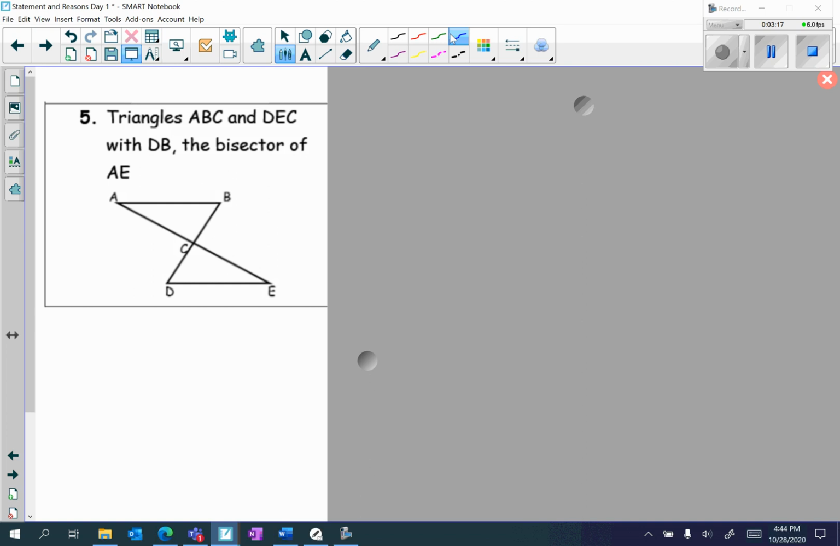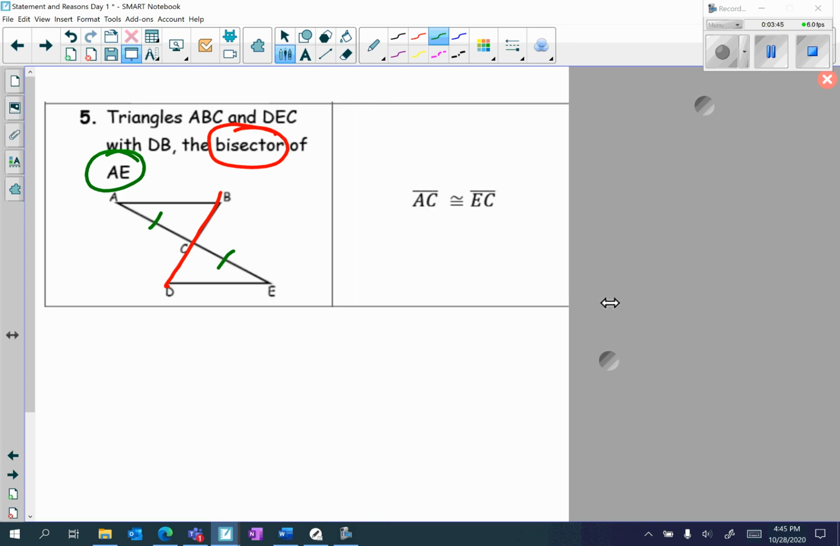Next, we have triangles ABC and DEC with DB the bisector of AE. So I see that word bisector, I'm going to circle it, and I know I have to write the definition for my reason. DB is bisecting AE. So whatever comes second is what's being cut into two congruent parts. So AC is congruent to EC.